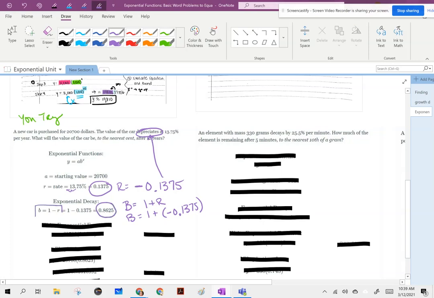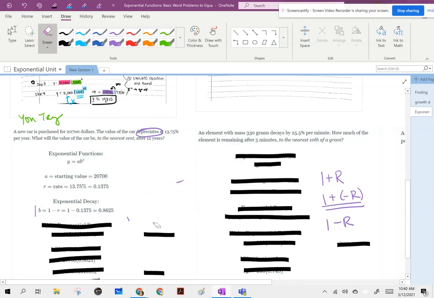Now think about what this is saying. It's saying B equals 1 minus R. The reason why they're saying that is because if I give you a 1 plus a rate, but the rate is negative, if I were to simplify that, I would have 1 minus R. That's where they're getting this. They're just simplifying those double negatives in advance, okay? We still ended up with 1 minus 0.1375. Rewatch the video if you need to for further clarification.